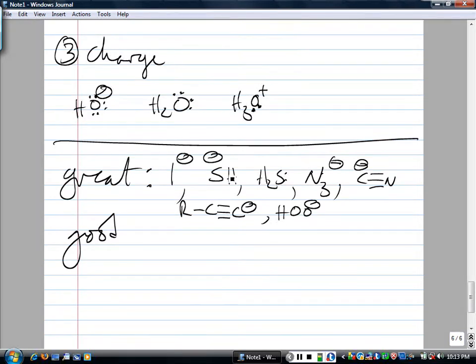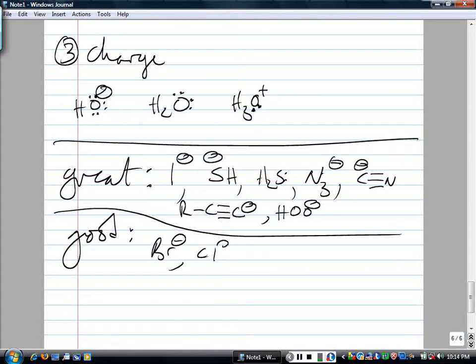So the 1, 2, 3, 4, 5, 6, 7 species I just gave you here are called super nucleophiles. They are very, very aggressive nucleophiles. Good nucleophiles would include things like bromide, which really is kind of between great and good, chloride, hydroxide is a good nucleophile. Alkoxide, a great nucleophile.